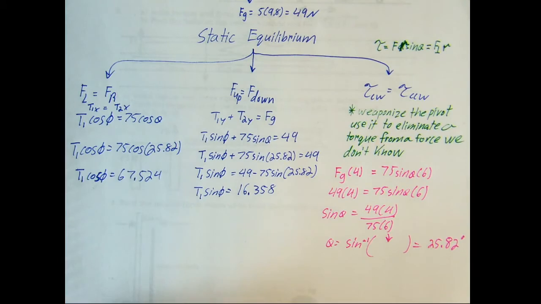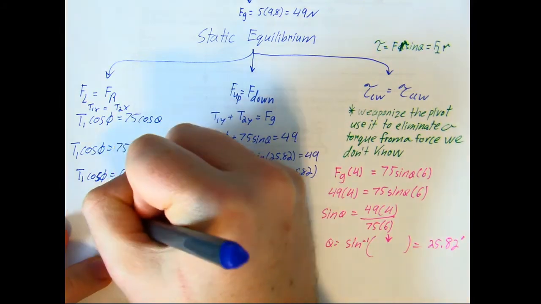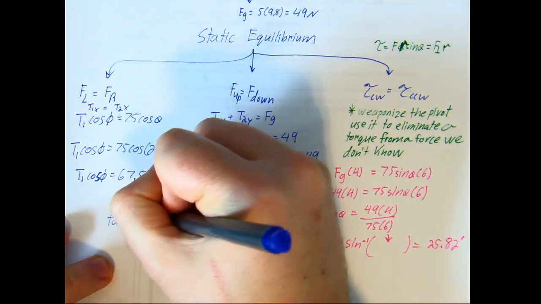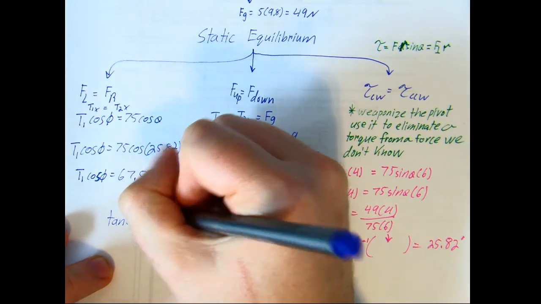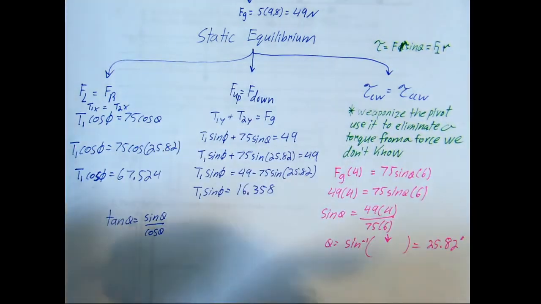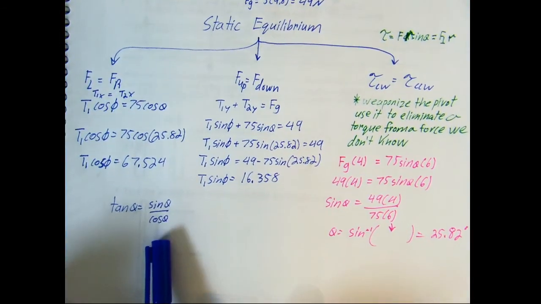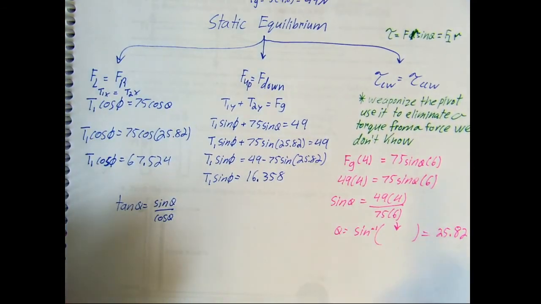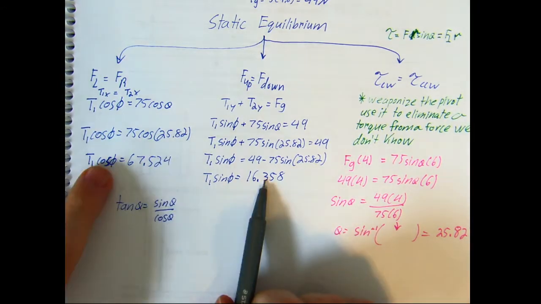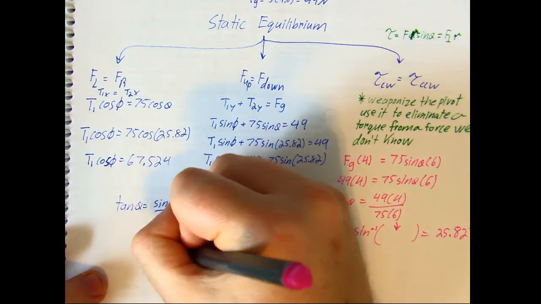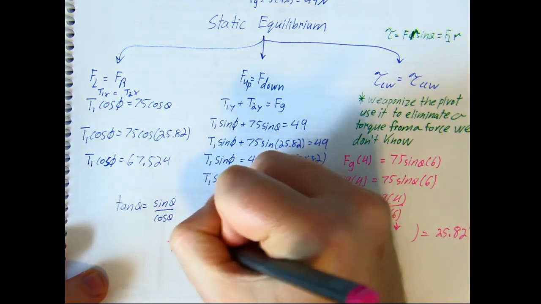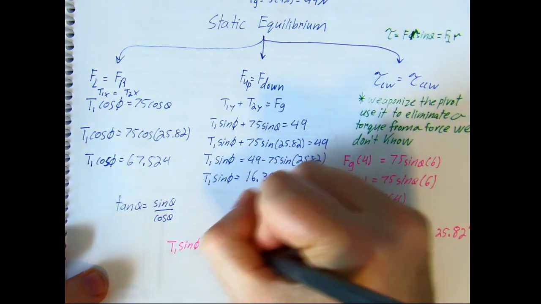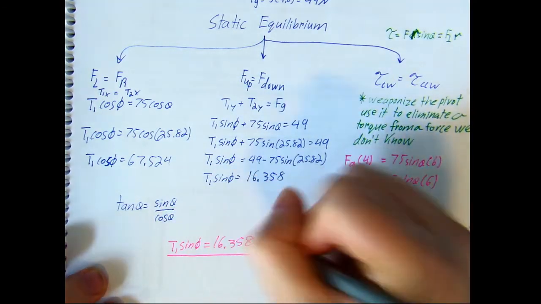Now, what do you do? There's a technique. If you haven't taken Pre-Calc 12 yet, this is going to be a new technique for you. One of the things I told you once upon a time was that tan theta equals sine theta over cos theta, and we need that identity here. So we're going to take this equation and divide it by this equation here. I'm going to get T1 sine phi equals 16.358, and we're going to divide that by this equation over here.